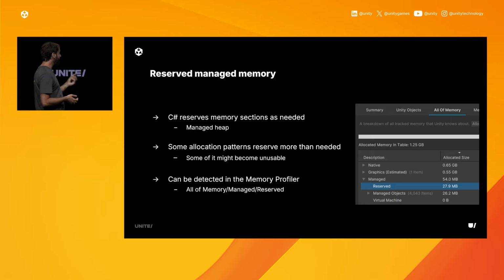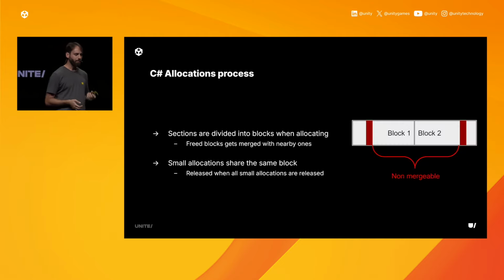And you can detect the actual size of reserved memory in the memory profiler. If you go to the All of Memory tab, Managed Reserve section, you can see how much memory you are wasting or pre-allocating. In this case, 28 megabytes is not the end of the world, but I have seen worse. Nice, we know how it works, so what can we do about it?